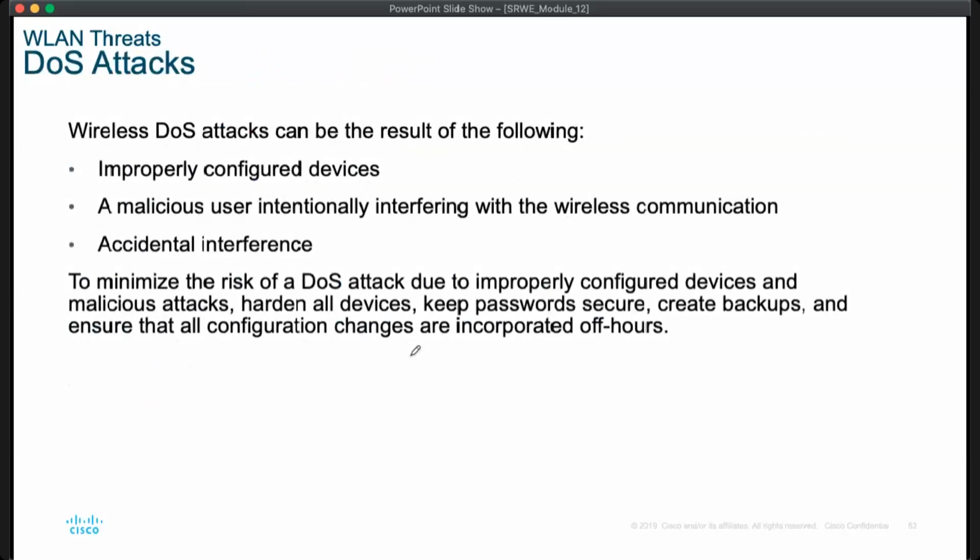So DoS attack. A wireless DoS attack can be a result of the following: improperly configured devices, a malicious user intentionally interfering with the wireless communication, or accidental interference. To minimize the risk of a DoS attack due to improperly configured devices and malicious attacks, harden all devices, keep passwords secure, create backups, and ensure that all configuration changes are incorporated off-hours.